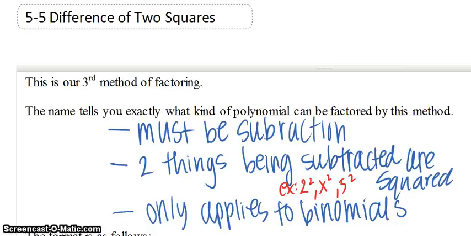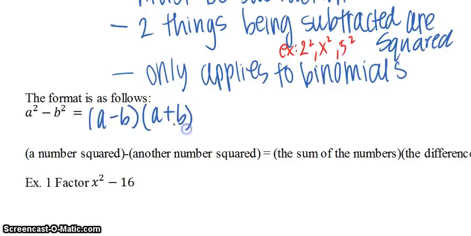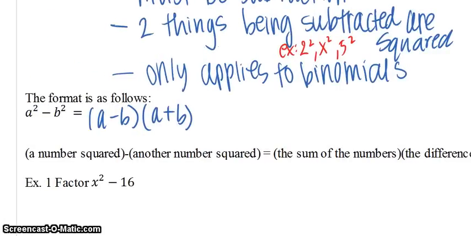So now we're going to actually get down to business. The format is as follows. If you have a squared minus b squared, the way you factor this is a minus b times a plus b. Obviously, it doesn't matter which order. It could be a plus b times a minus b, because of the commutative property, but that is our basic form. A number squared minus another number squared, or it could be a variable, equals the sum of the numbers times the difference of the numbers. Okay, so that is the general formula.